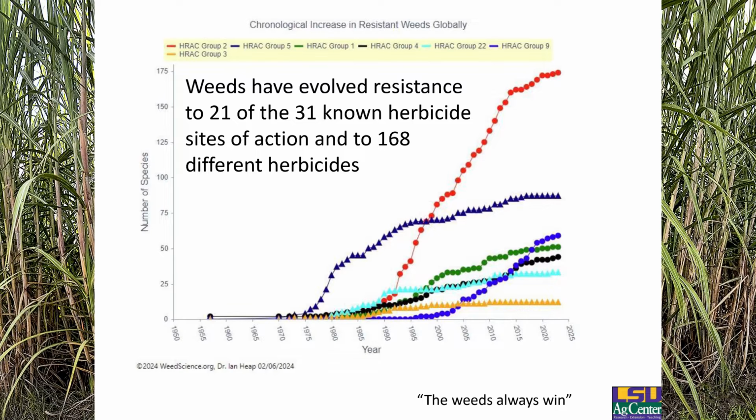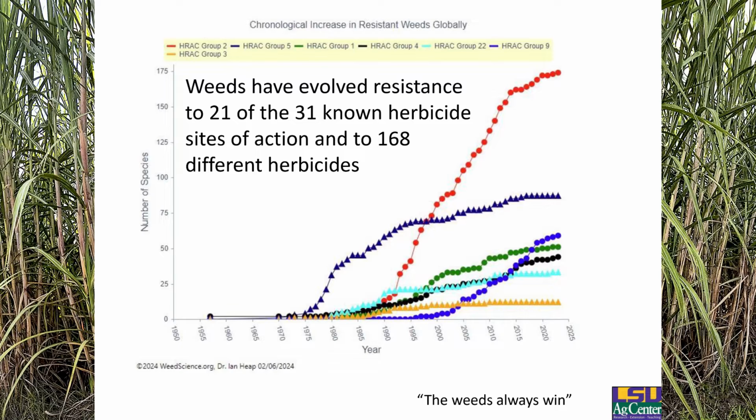Here you have your triazines. Here you can see glyphosate in this darker purple. Again, I don't like this trend either, but it's the reality we live in. An old farmer used to say, the weeds always win. Mother Nature is going to find a way to overcome whatever we can put at it.